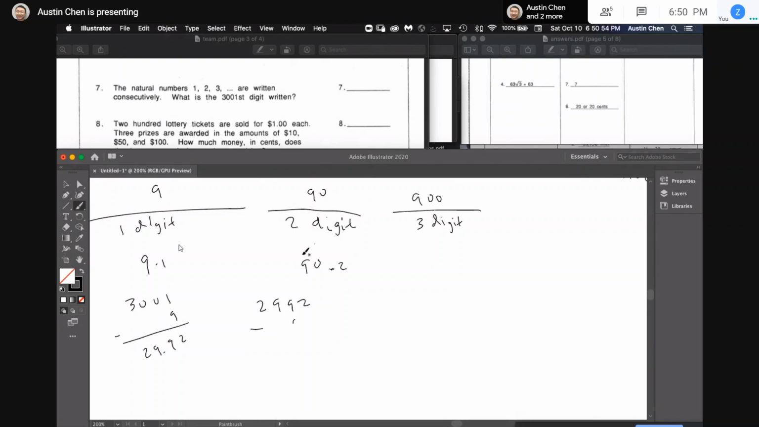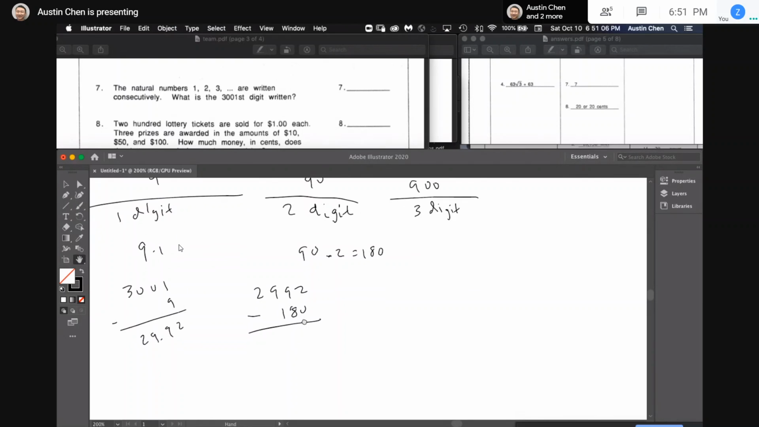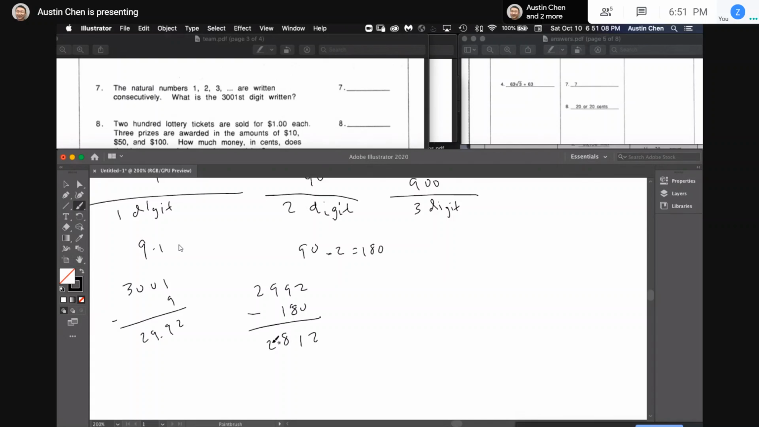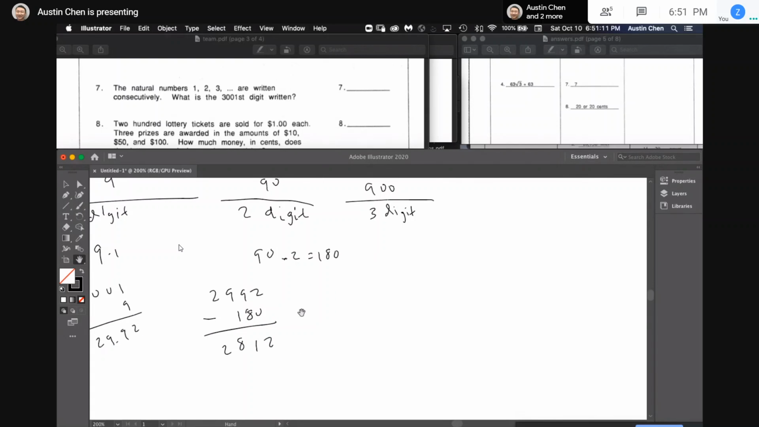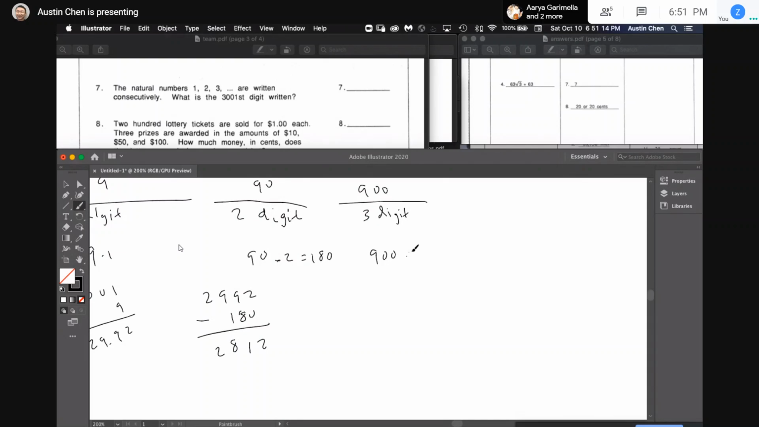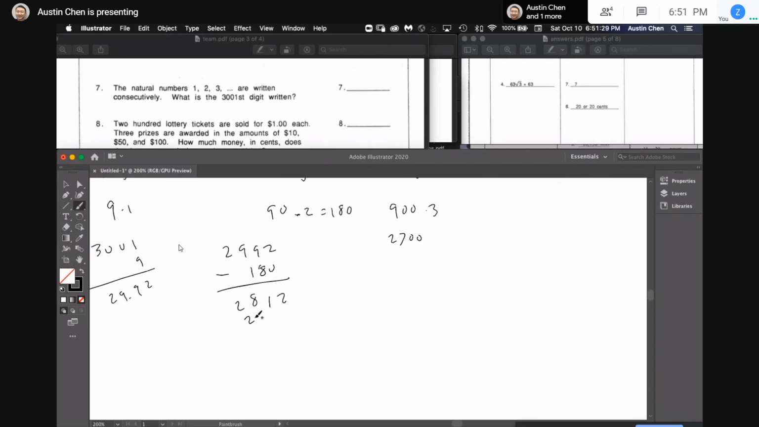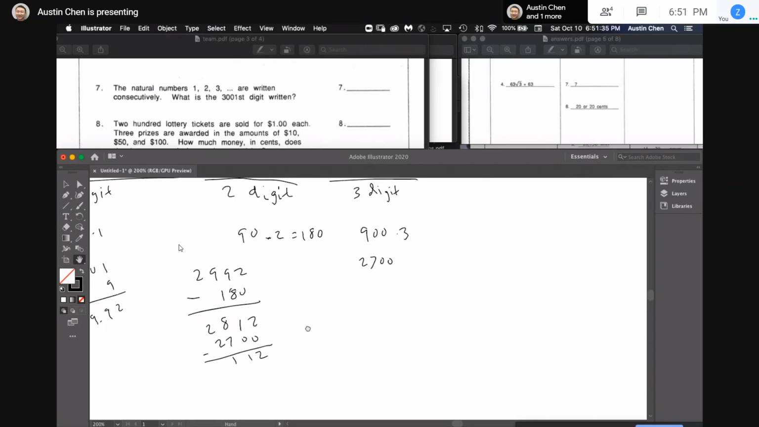And then after we've gone through the two-digit numbers, we're going to go through 90 times two digits, right? Because we have 90 two-digit numbers and each of them has two digits, right? And this is 180. So after we go through the two-digit numbers, we're going to need to go through 2,812 more digits. And then we have 900 three-digit numbers, so we're going to go through 2,700 digits in here, right? So after you go through the three-digit numbers, we're going to need to go through 112 more digits.